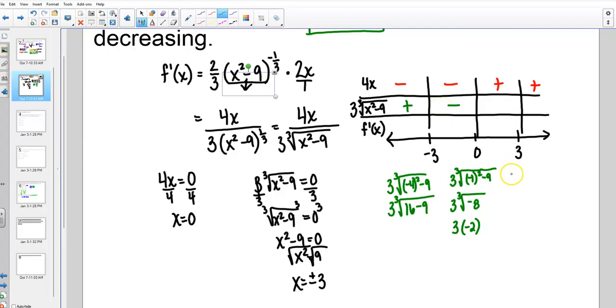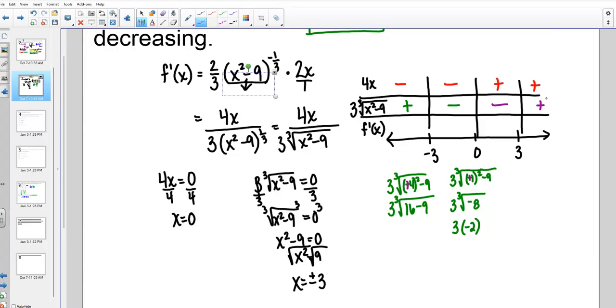If I plugged in a positive 1 right here, does it change anything? I would just square this. I'll still get a +1 minus 9. I'll get a -8, right? I'm going to get a negative right here. And then what about if that 4 right there was a +4 instead? +4 squared is still going to give me 16. Still going to get a positive number right here.